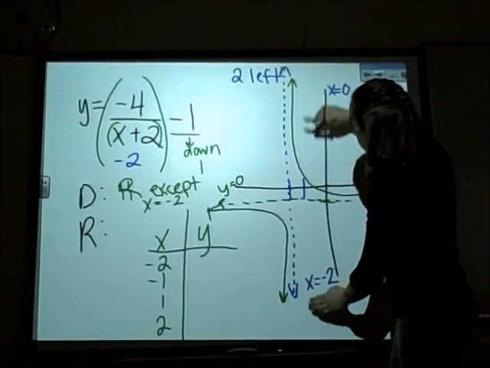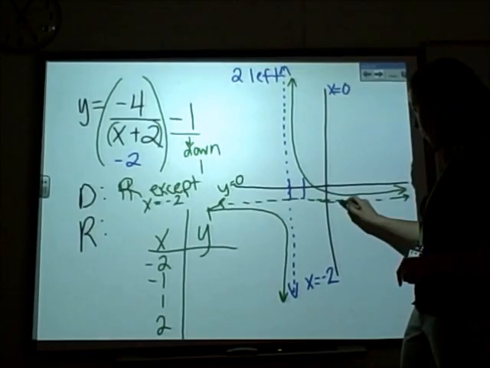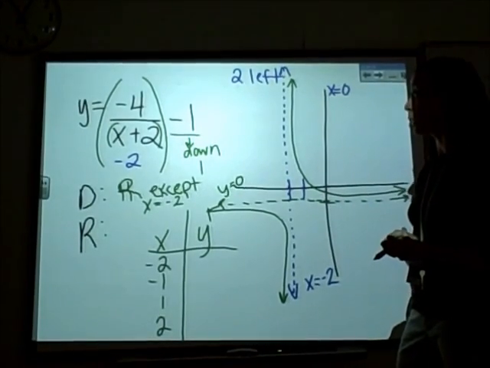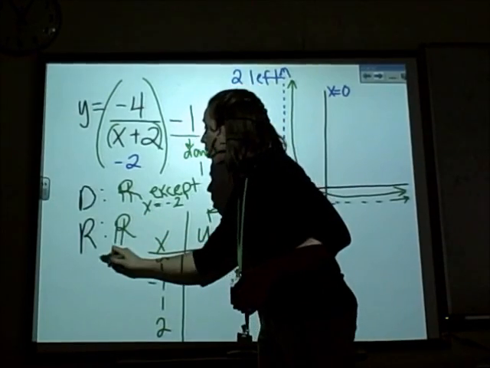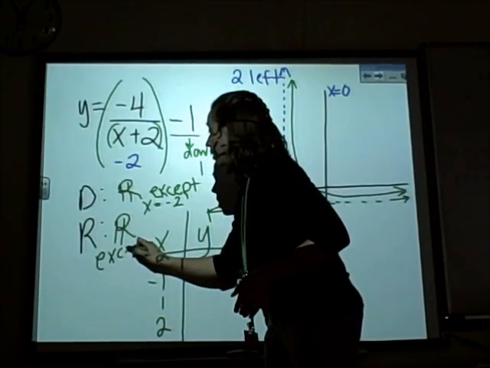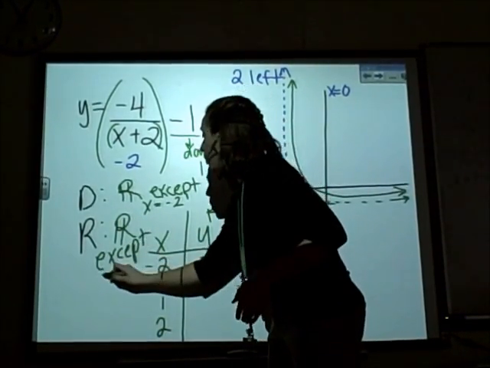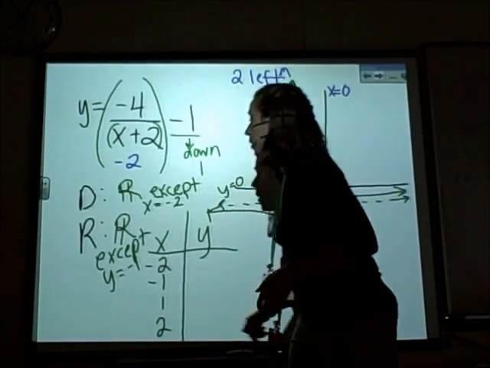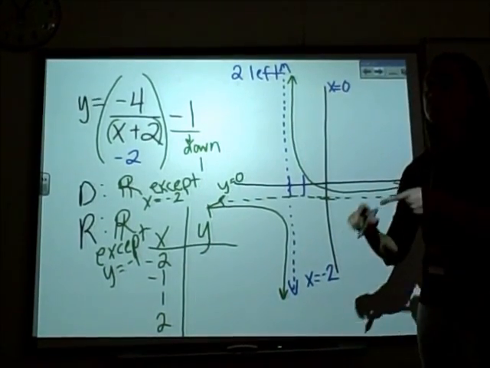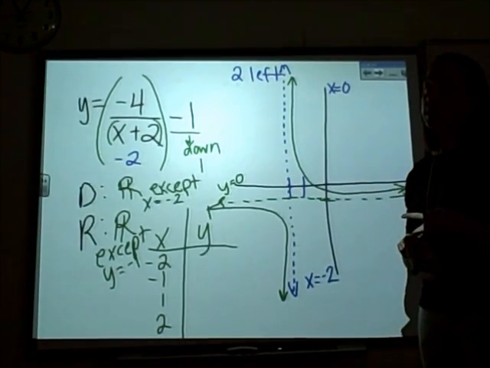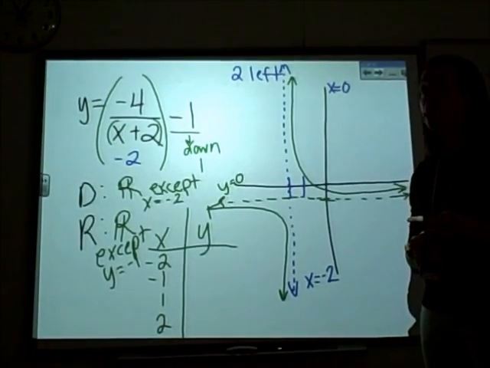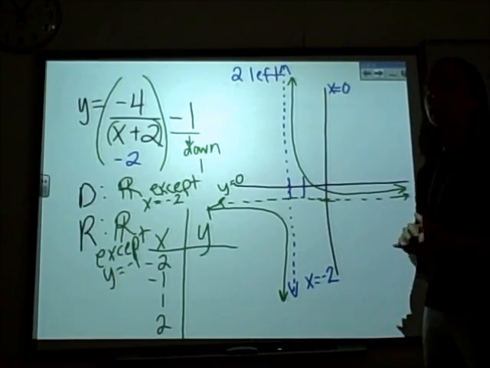Same deal with the y's. The y's, everything is being hit except for that y asymptote. So my range is going to be all real numbers except when y equals -1. Okay, so the idea here, move your asymptotes first, then plug it into your calculator to get those accurate xy points and figure out your domain and range.